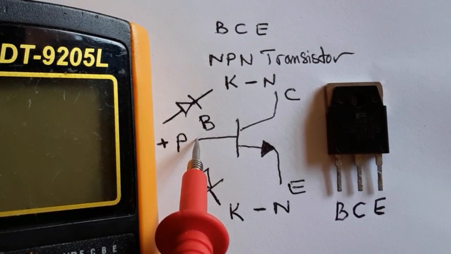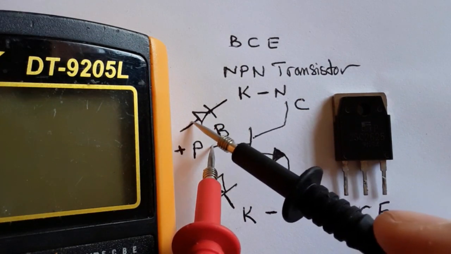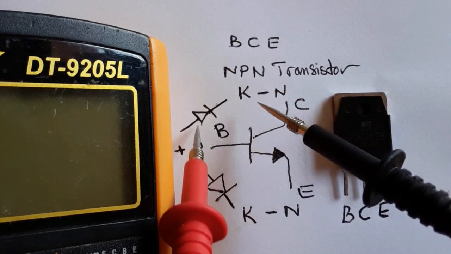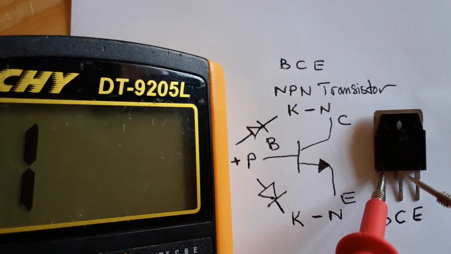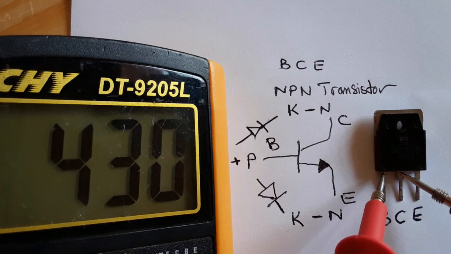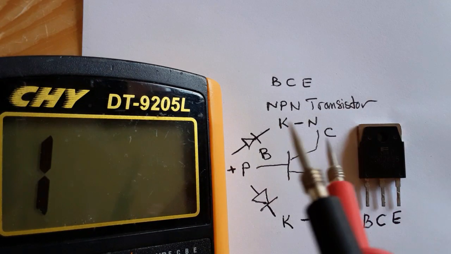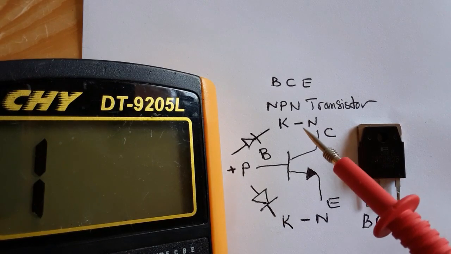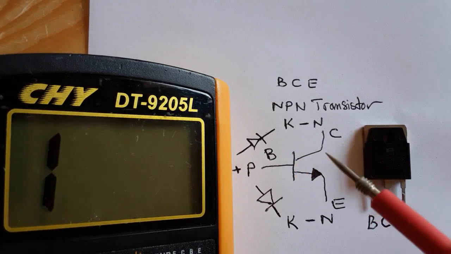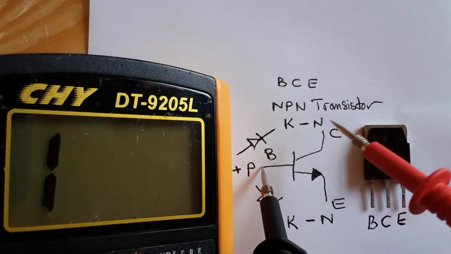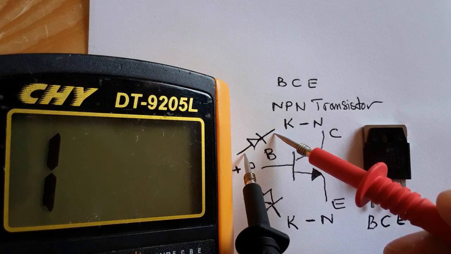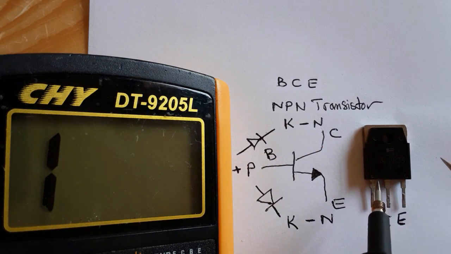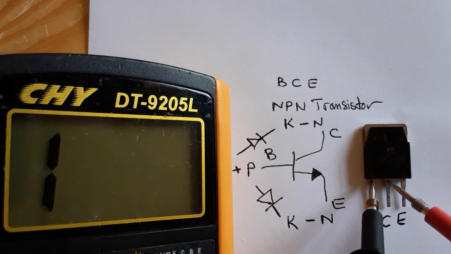So if we put the red probe in the base and the black probe in the collector, we're gonna get a reading in the multimeter. As you can see, we have 430. But if I switch the probes, means I will put the black probe in the base and the red probe in the collector, we will not get any reading. So we have nothing in the multimeter, means this is good.